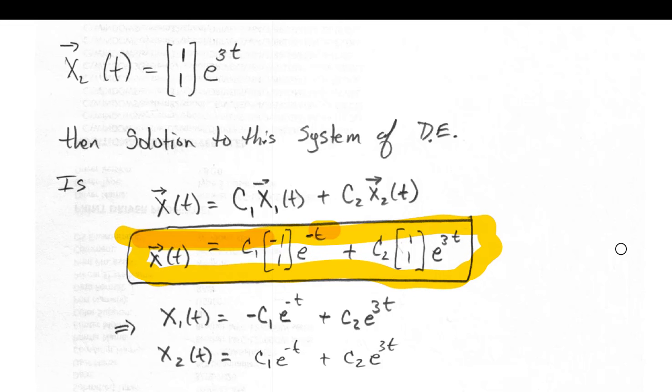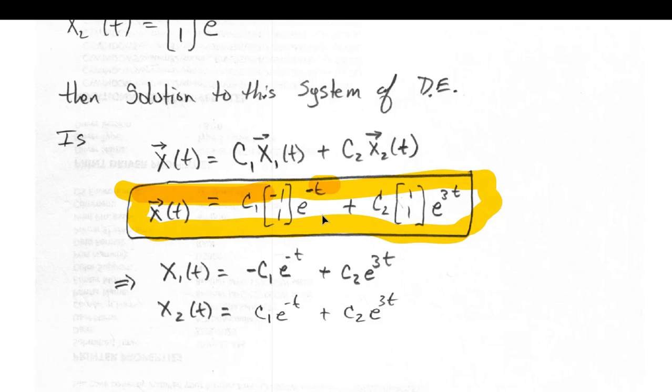Now, some people, and in some books, are going to actually write out the system. This is written in the nice vector matrix style, but some people are going to write it out. So they're going to have x1, which comes from this x vector, x1 of t equals minus c1 times e to the negative t plus c2 times e to the 3t. And then x2 would be c1 times e to the minus t plus c2 times e to the 3t.